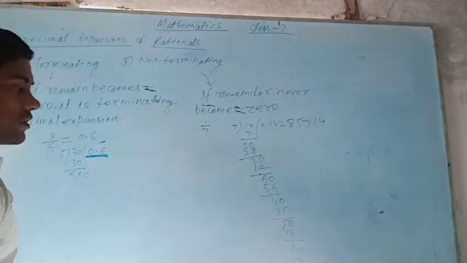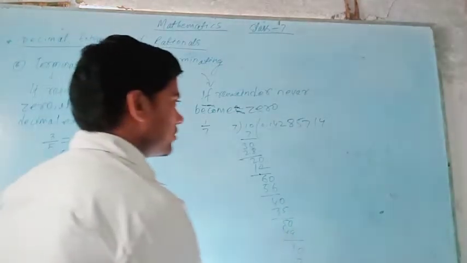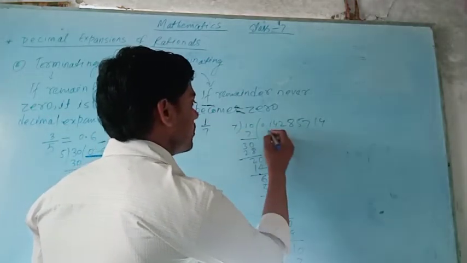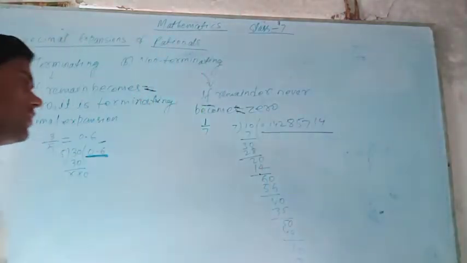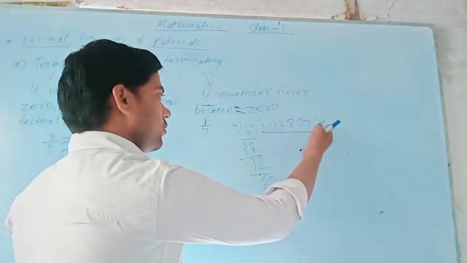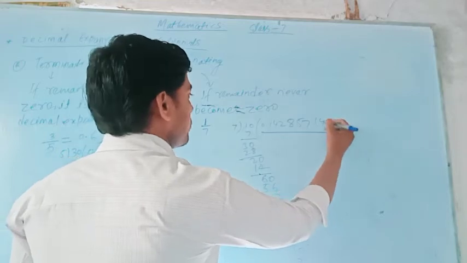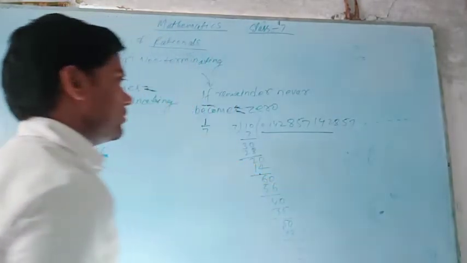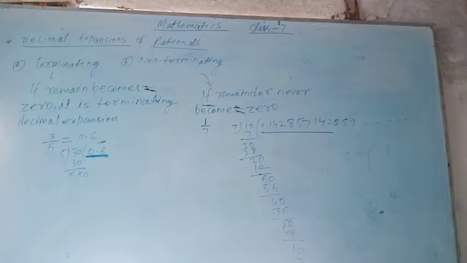It means the remainder is not coming 0. It means the decimal expansion of 1/7 is not ending. It is 0.142857. Once again 142857 will repeat, and so on. So the decimal expansion of 1/7 is non-terminating. So terminating decimal expansion and non-terminating decimal expansion, I hope all of you have understood.